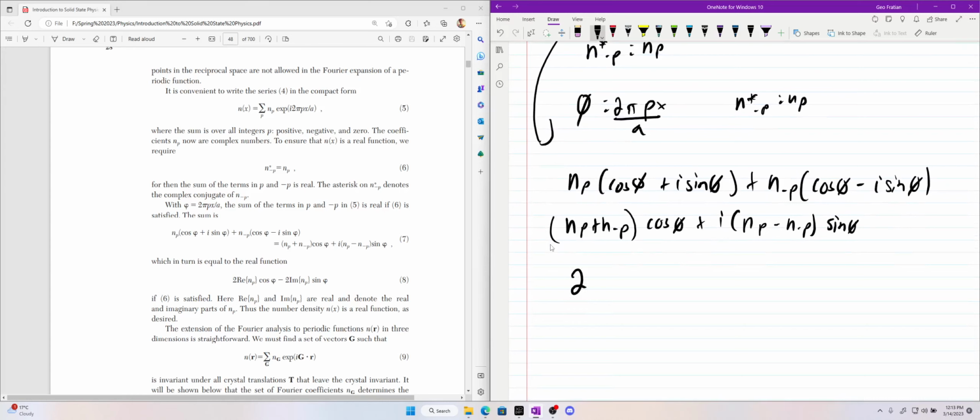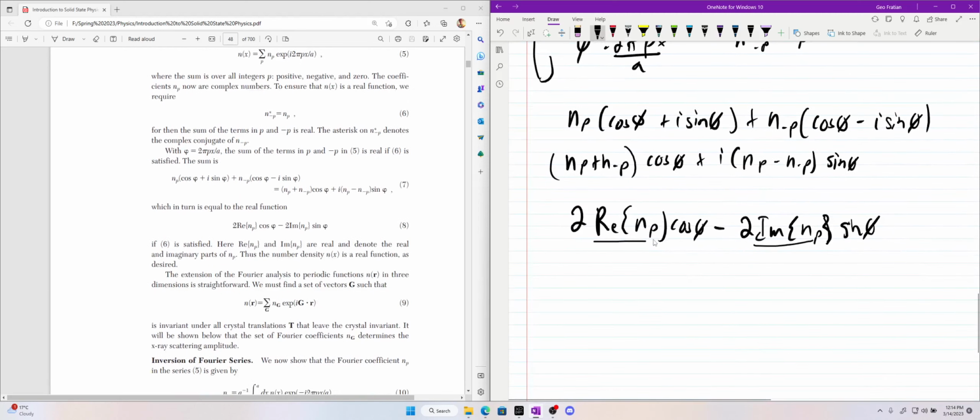Because we have n p and n negative p, which are the same, 2 real of n p cosine phi plus 2 imaginary, minus 2, sorry, I messed up, minus 2 imaginary of n p, the imaginary part, sine phi, where this and this are both real numbers and denote the real and imaginary parts of n p. So therefore, the number density n of x that we want is a real function, because that's what we're measuring and we see it.